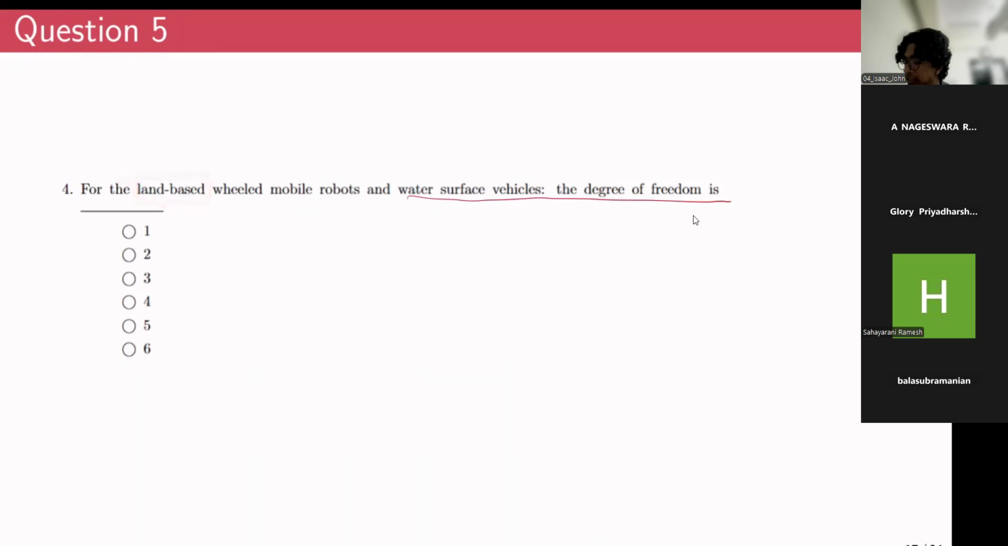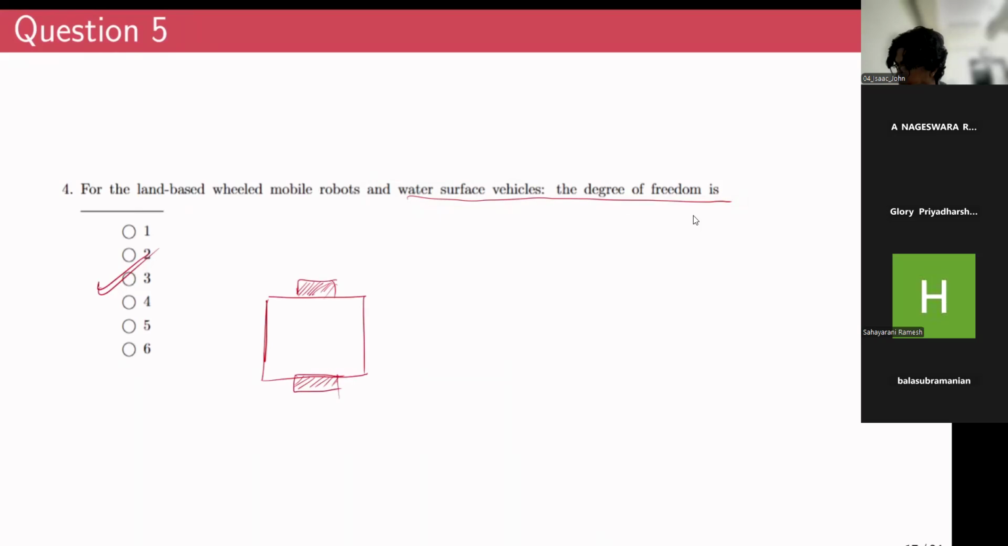So here it says land-based wheeled mobile robots and water surface vehicles. So how many degrees of freedom does that robot have? 3, sir. It's actually indeed 3. That is correct. So can you identify what are those 3 degrees of freedom? How many variables do you need to identify the position of a wheeled robot? And move along Y, rotate about XY plane.